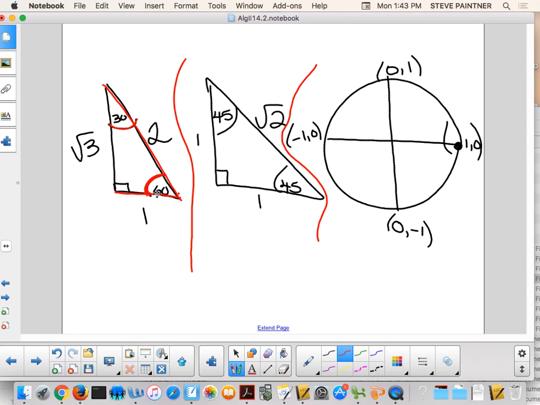The answer is what? 60. We got it on the first try. If this didn't work, I would have tried the 30. You know why 30 doesn't work? What's cosine of 30, guys? Square root of 3 over. That's not what I wanted. I wanted 1 over 2. I got it. 60 degrees is the answer.